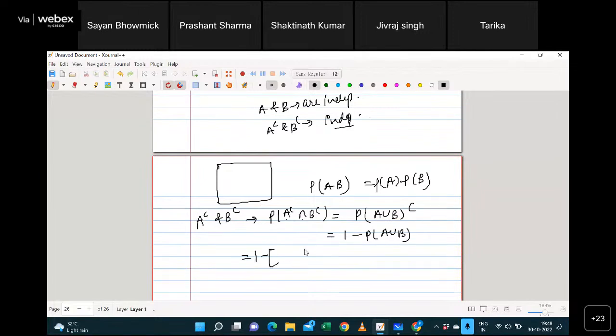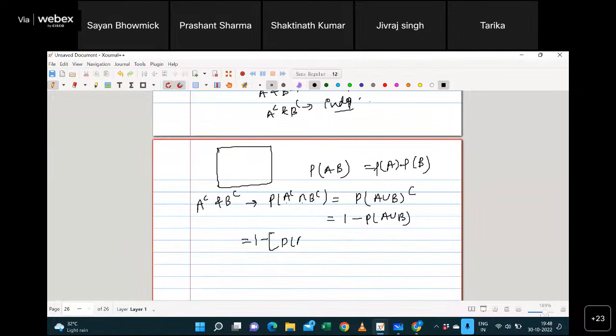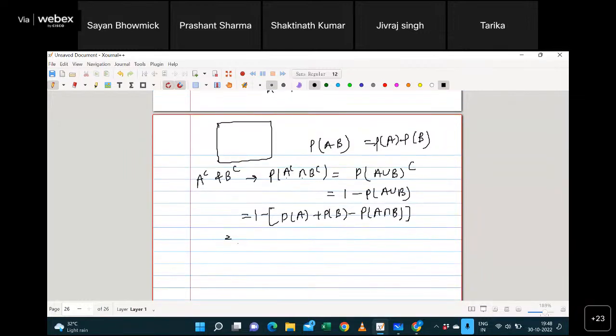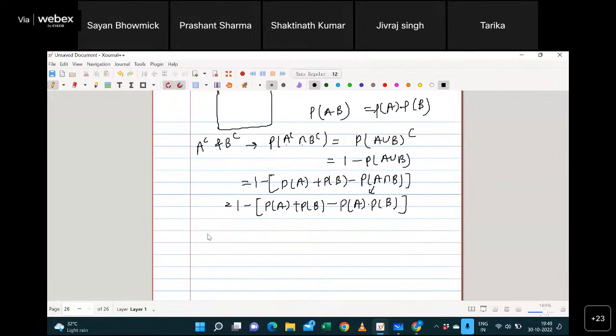So 1 minus probability of A union B, that is probability of A plus probability of B minus probability of A intersection B, can I write? Yes, sir. Now A and B are independent, so in place of this I can write probability of A into probability of B. Correct? So I can write 1 minus probability of A, minus probability of B, just the minus will go inside the bracket, you're opening the bracket, plus probability of A into probability of B.